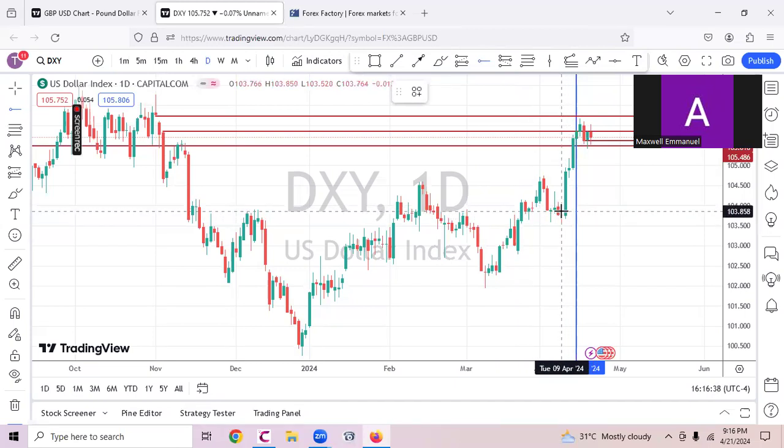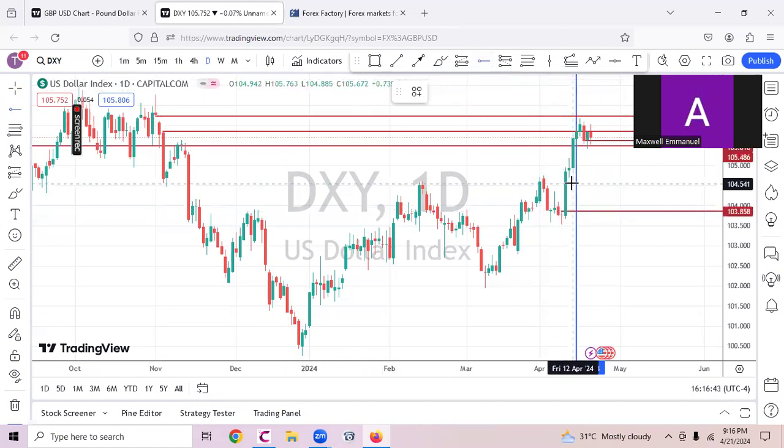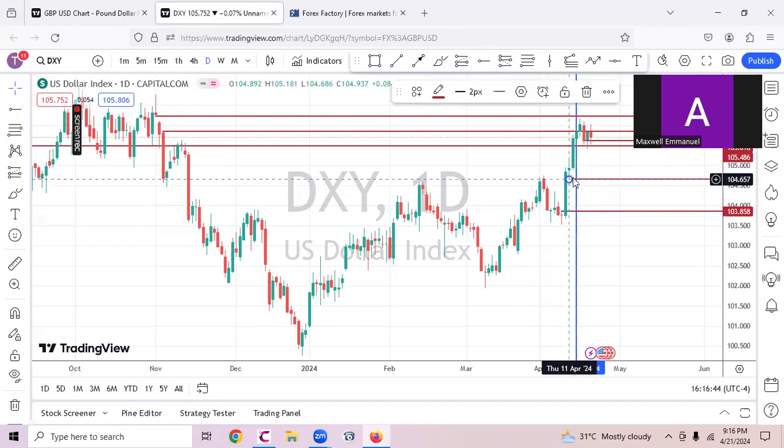You can see this imbalance, this fair value gap that was created here. So before DXY will go bullish, it is likely going to come and fill this fair value gap. Are you with me? It is likely going to come fill this fair value gap.